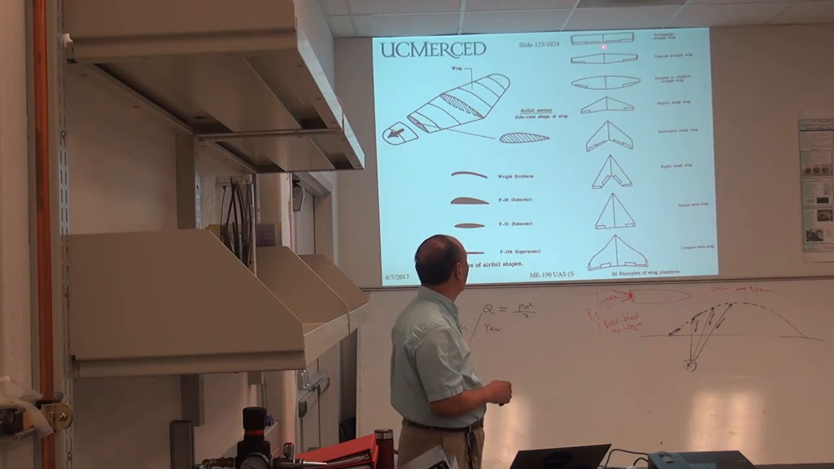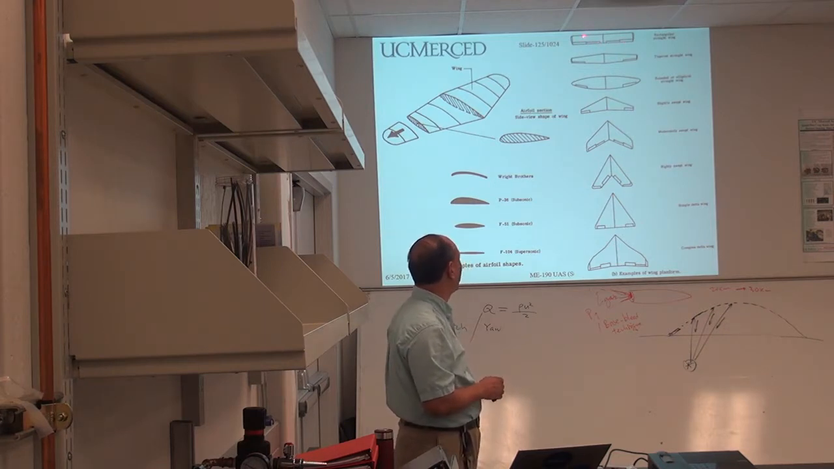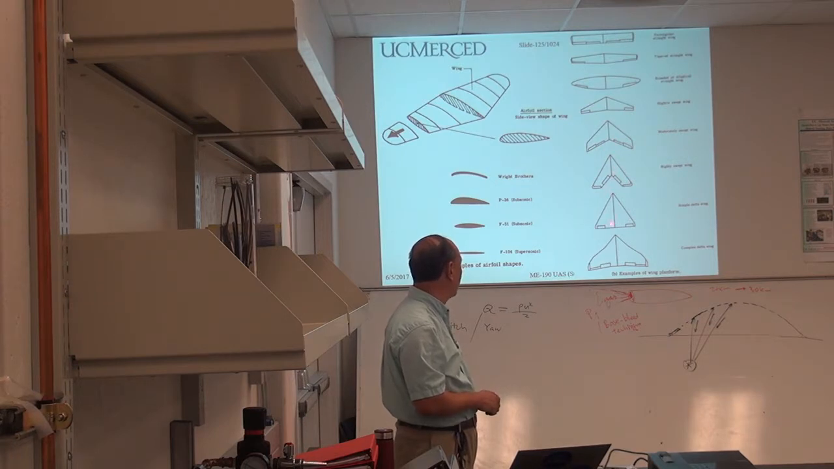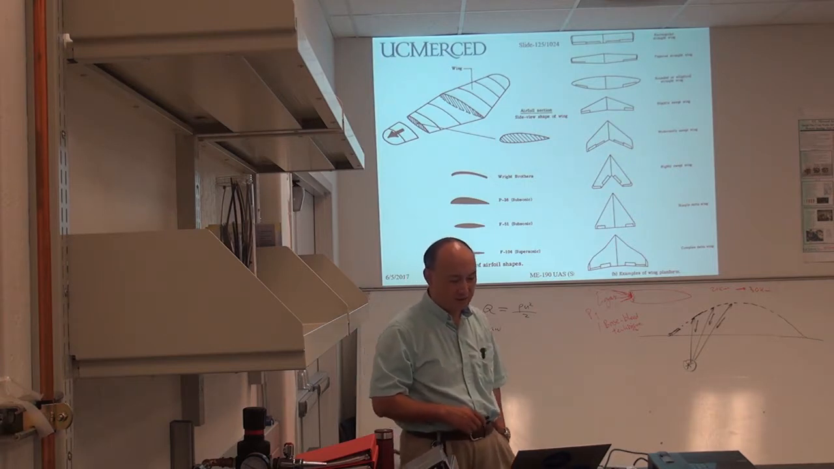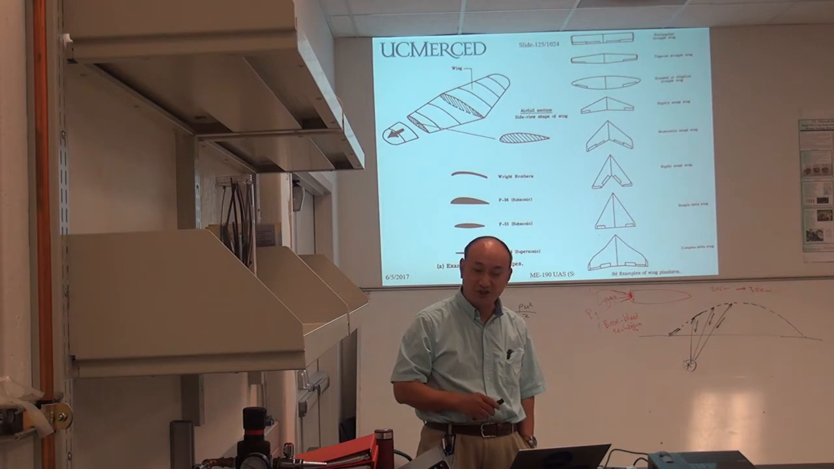Why we don't want this rectangular wing, okay? And then the tapered, the elliptic, the slightly swept wing. This is called a slightly swept wing. This is a moderate swept wing. And this is called a highly swept wing. And a simple delta wing, and then a complex delta wing. So all these things. I hope you get an appreciation of that.